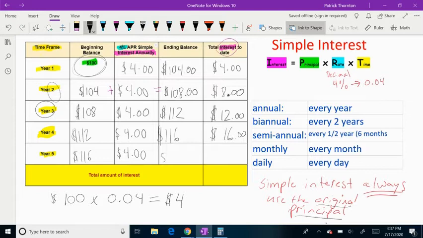$4 plus 116 is 120. How much money have I earned? Well, I have earned from nothing $20, and that is the total interest over 5 years.